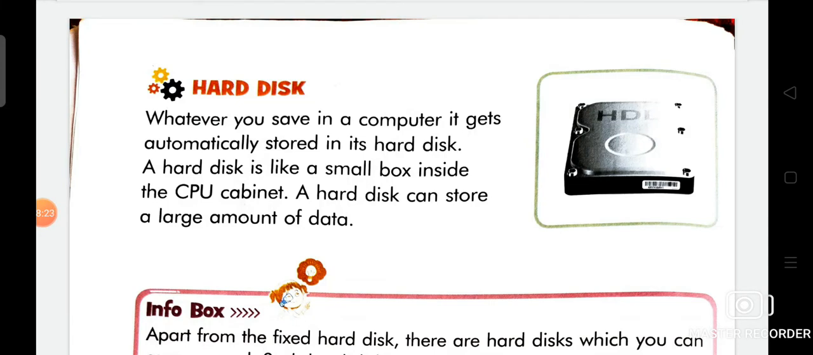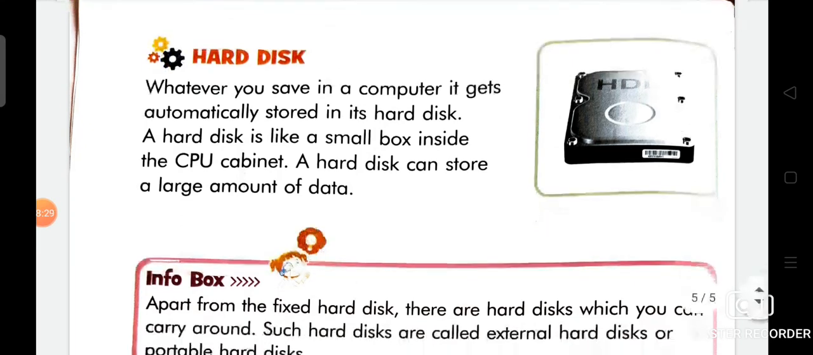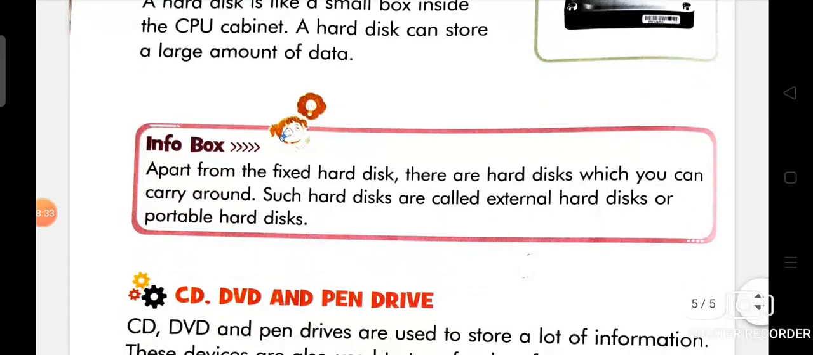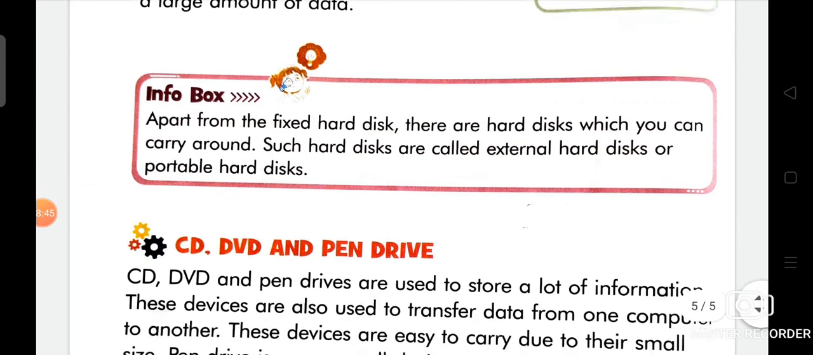So what is the full form of CPU? It's Central Processing Unit. A hard disk can store a large amount of data. Apart from the fixed hard disk, there are hard disks which you can carry around. Such hard disks are called external hard disk or portable hard disk.